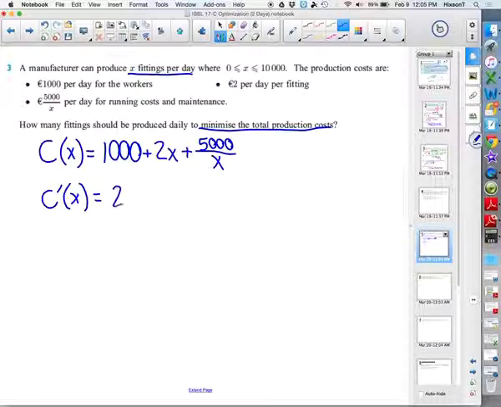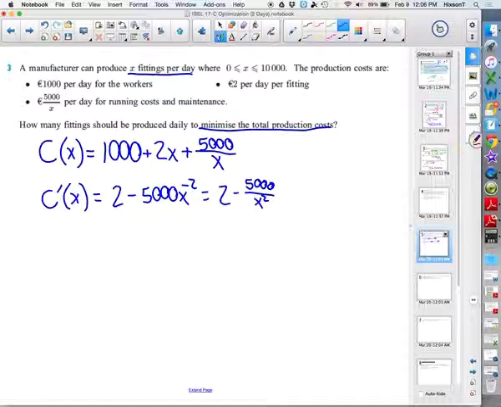2 minus 5,000 times x to the negative 2. Just use negative 5,000 over x squared, right? 2 minus 5,000 over x squared. It's minus because this was over x, so that's like x to the negative 1. So you brought the negative 1 out in front, subtract 1, that's why it's a negative 2.